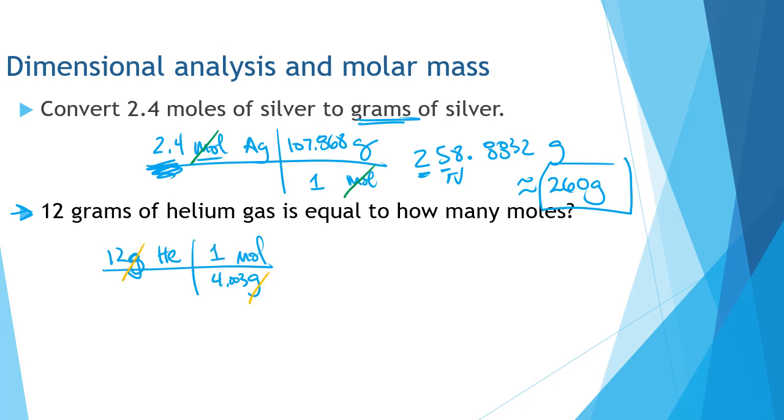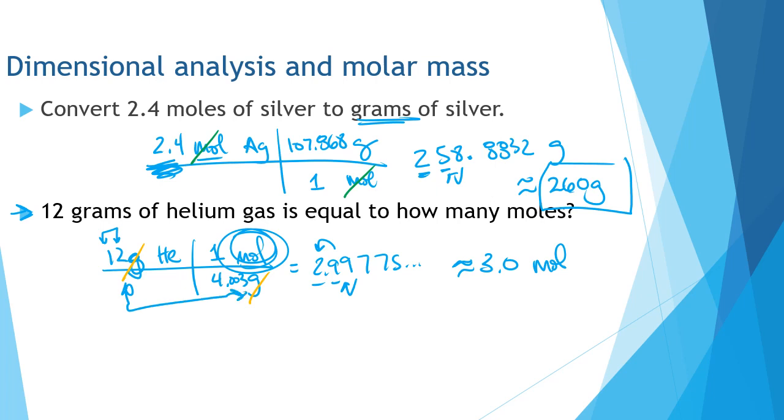Grams cancels out, top and bottom. We're left with moles. 12 times 1 divided by 4.003 gives us a grand total of 2.9977. So many digits. I don't want to keep all those digits. I want to keep 1, 2 sig figs. That 9 is going to roll up to a 10, which means we're going to roll that 2 up to a 3. I got ahead of myself there. So final answer 3.0. Unit label is moles because we canceled out those grams.